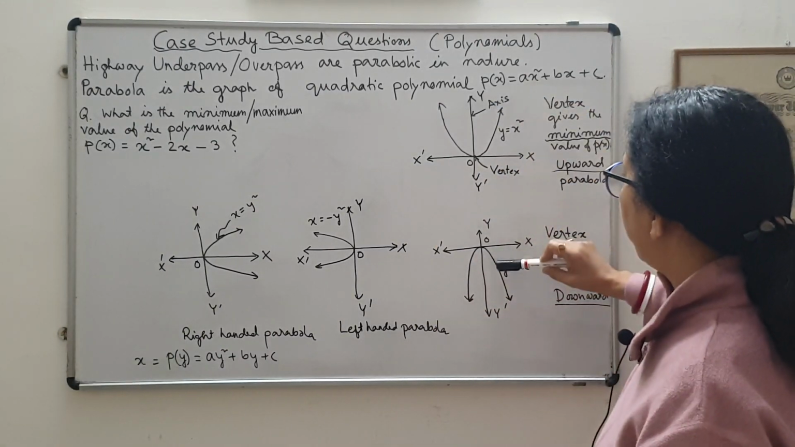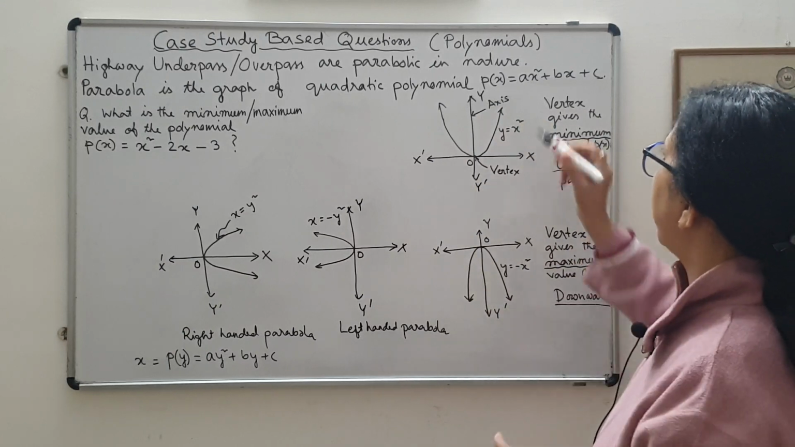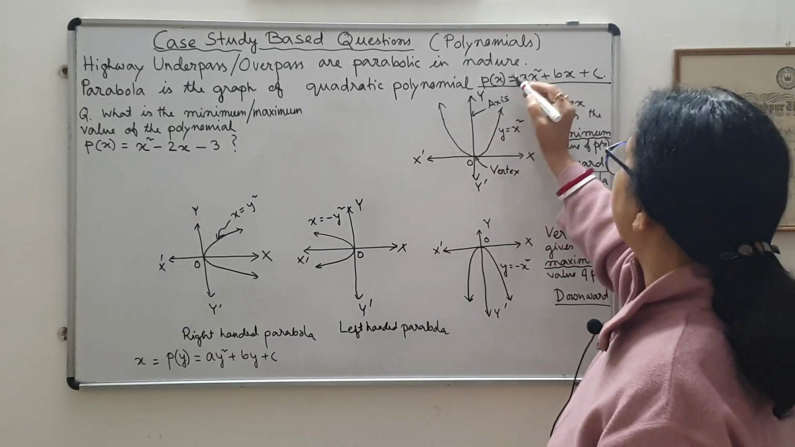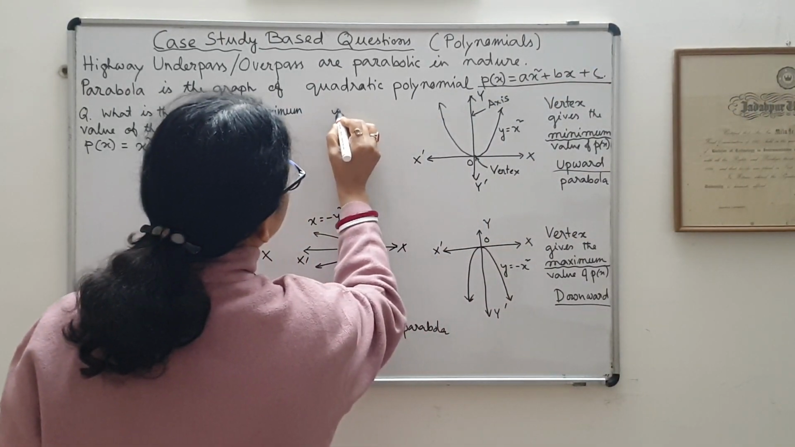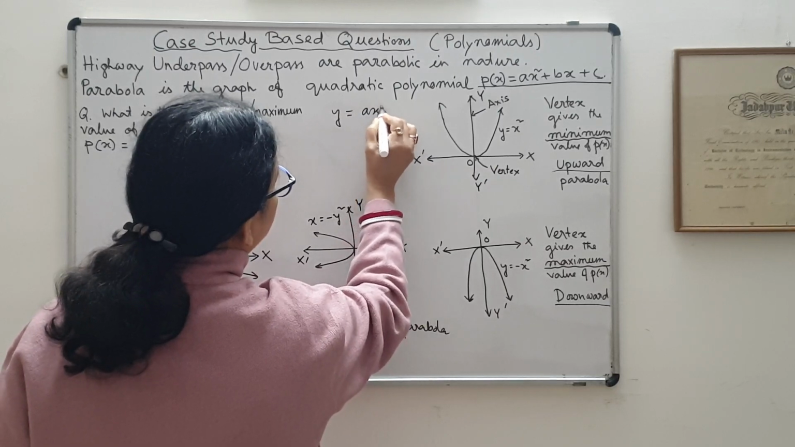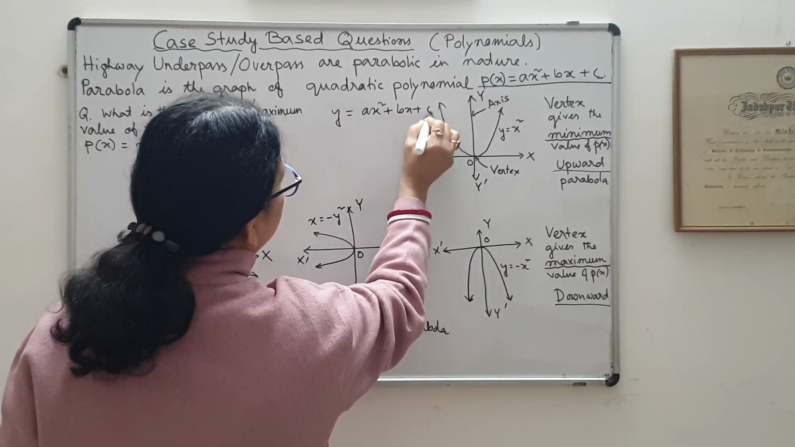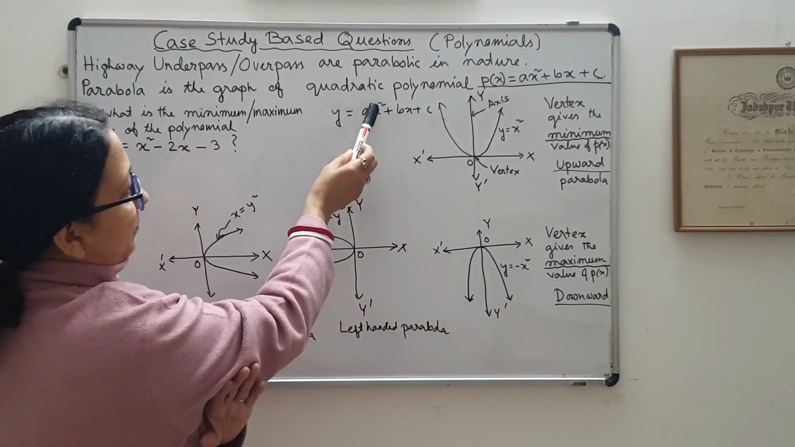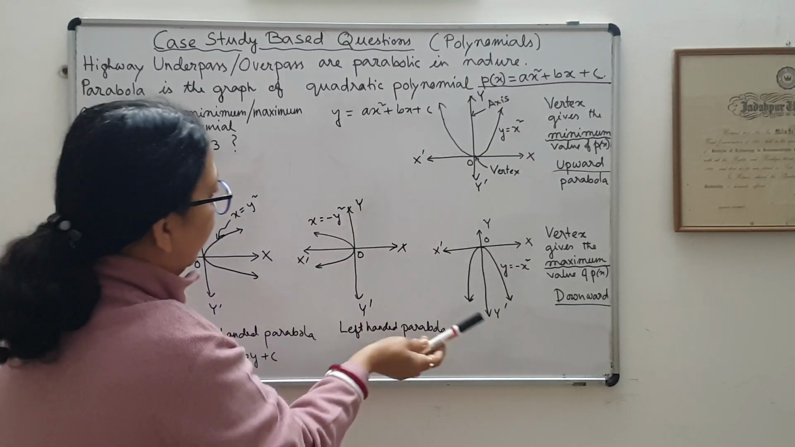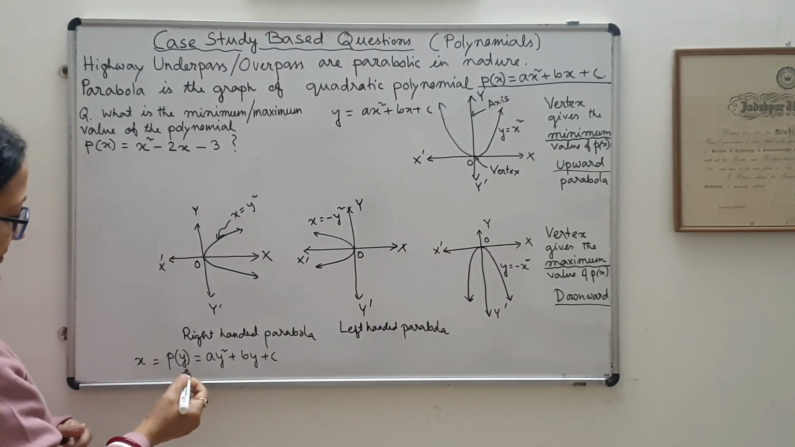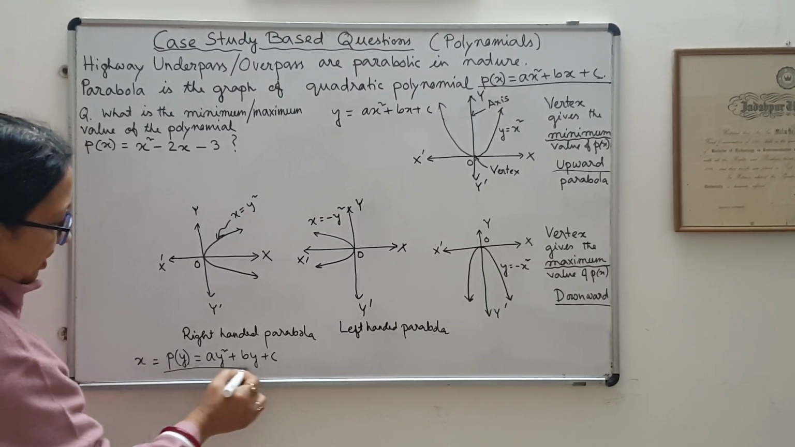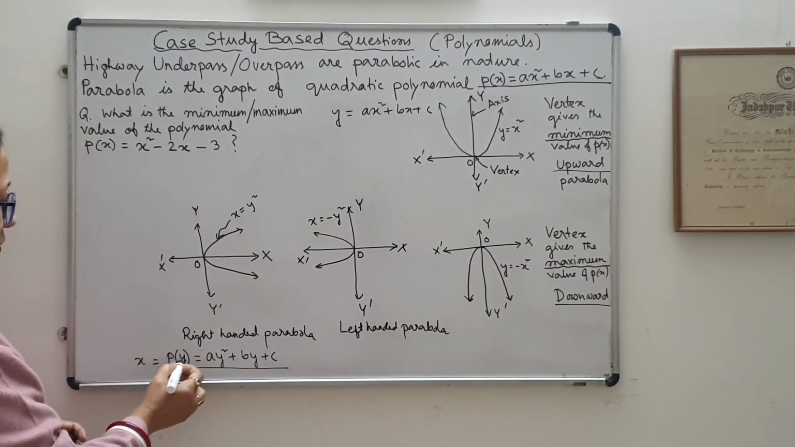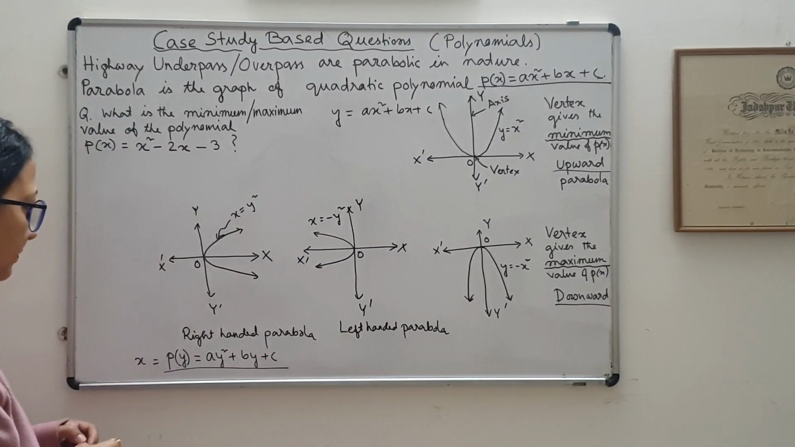Now, upward and downward parabola will be obtained when the polynomial is of this type, that is, p(x) is equal to ax square plus bx plus c. And what is p(x)? p(x) is nothing but y. So that means y is equal to ax square plus bx plus c. When it is of this type, that is x is squared, then it is an upward or downward parabola. And when I change the variable, or as I flip the variables x and y, this will be your right-handed and left-handed parabola.